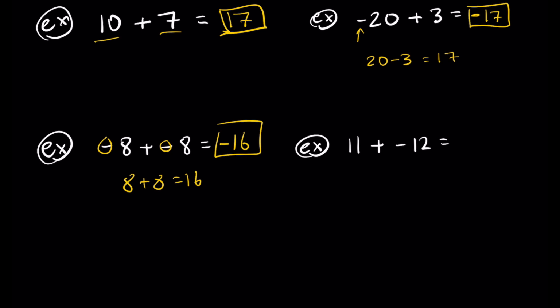Here, 11 plus -12, our signs are different. So I'll subtract the numbers. 12 minus 11 is 1. So 1 is going to be my answer, but to figure out which sign, is it going to be a positive one or a negative one? Well, 12 is larger than 11, and 12 has a negative sign, so my answer is going to have a negative sign.